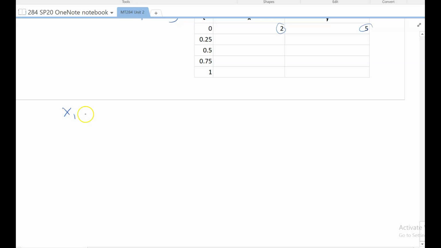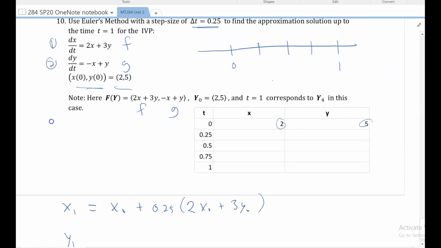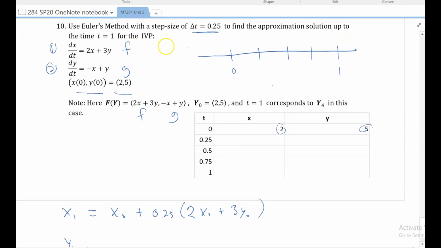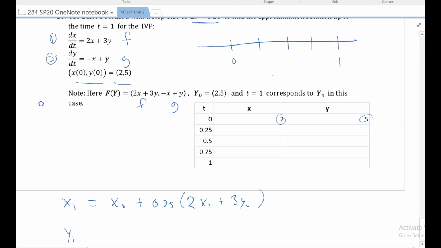Okay, so let's go down below here and compute some of these next x values and y values. So what's the next x and the next y going to be? It's going to be the previous x, which is x of 0, plus delta t, and in our case we were told delta t was 0.25, times f of the previous x and previous y. Well, that's going to be 2 times x of 0 plus 3 times y sub 0. And again, where is this coming from? This is coming from the right-hand side of equation 1 in our system, 2x plus 3y.